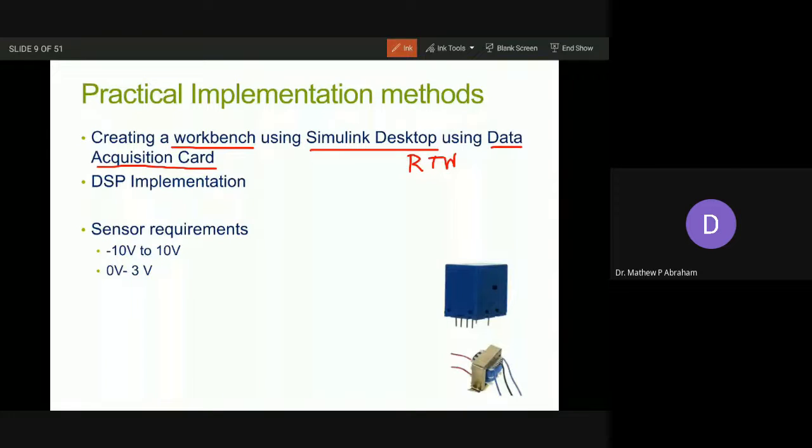The second case will be using a digital signal processor board. Right? If we are going in for a practical or product-based development, we can convert our simulation program directly into a DSP program. So we need not program the DSP from scratch. The same simulation program we created can be downloaded into a DSP board or DSP processor.